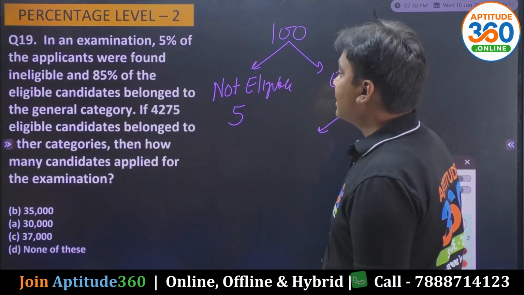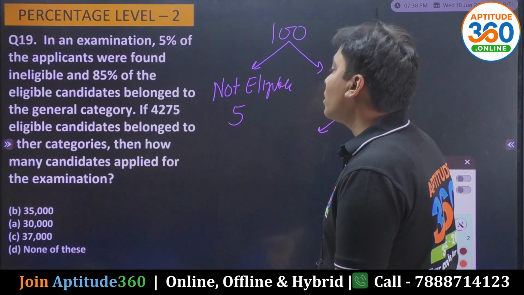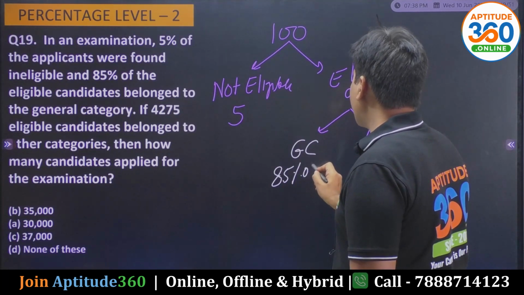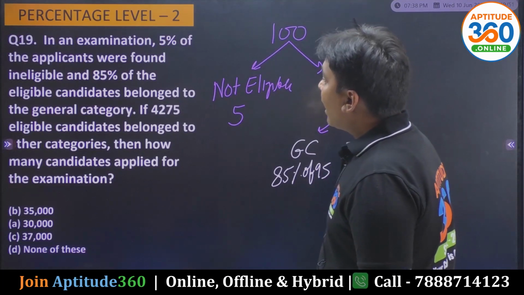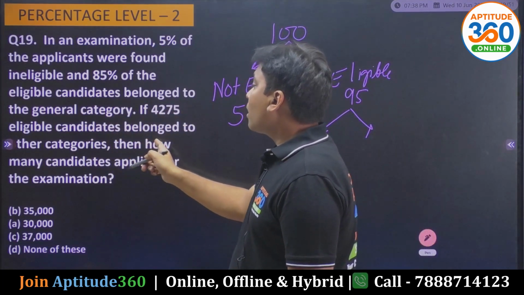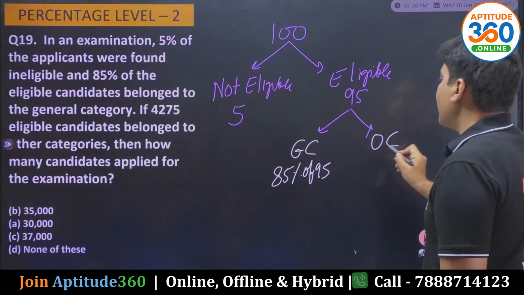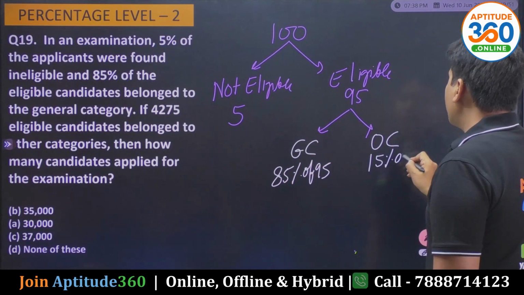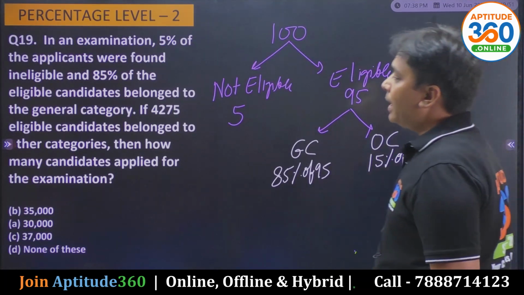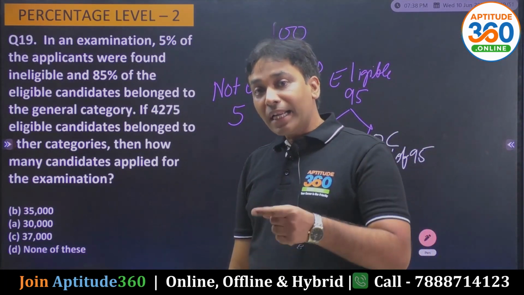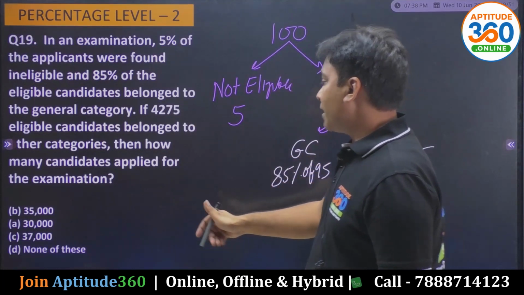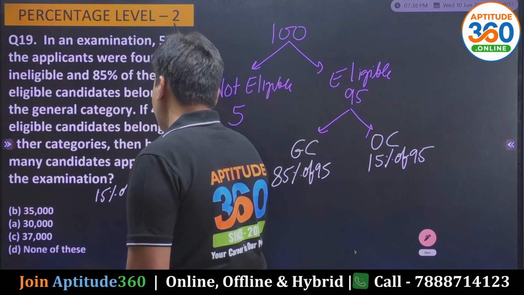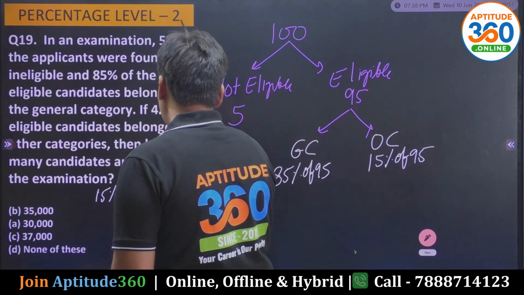Further, the problem says that 85% of the eligible candidates belong to the general category. So, general category, 85% of 95. If 4275 eligible candidates belong to the other category, so other category, how many? Obviously, 85% will be from the general category, so 15% of 95, as per our understanding, will be from the other category. And the problem says it is nothing but 4275. So 15% of 95 is nothing but 4275.